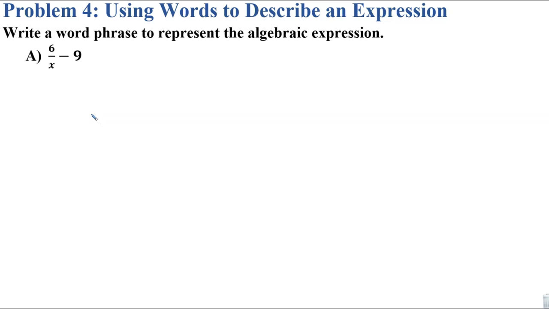Now the trick is kind of identifying the different parts to this expression. I'm seeing 2 of them. The 6 over x, we could write that as the quotient of, not or. Again, we'll call division the quotient of, we could say 6 and x.